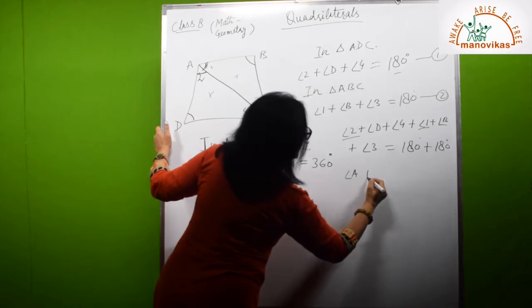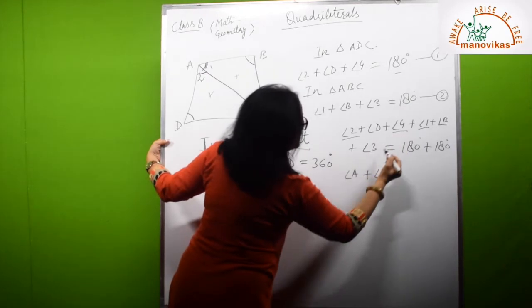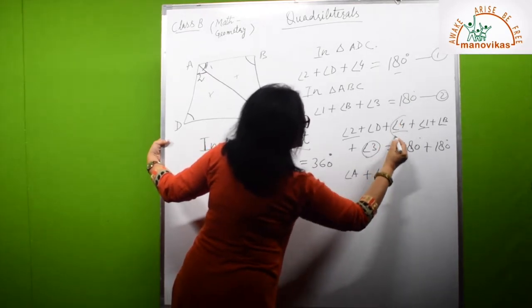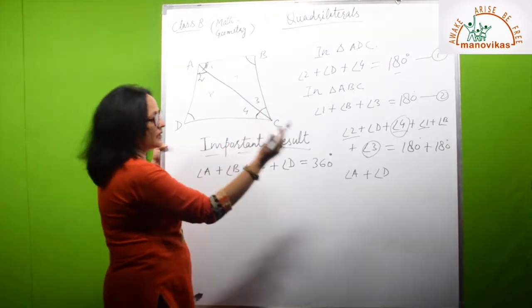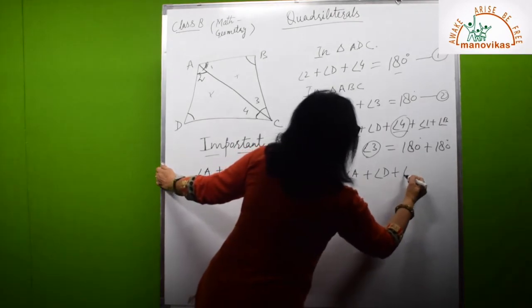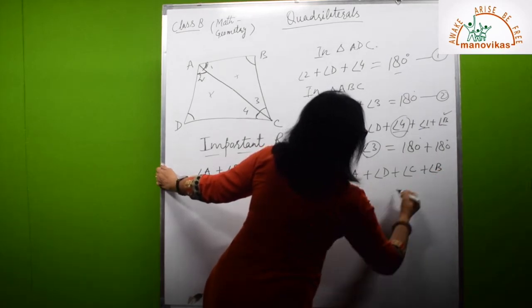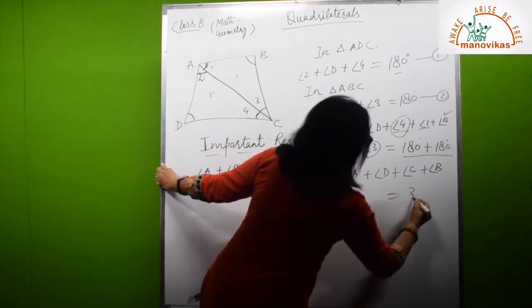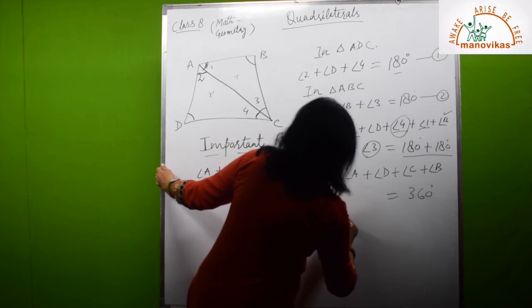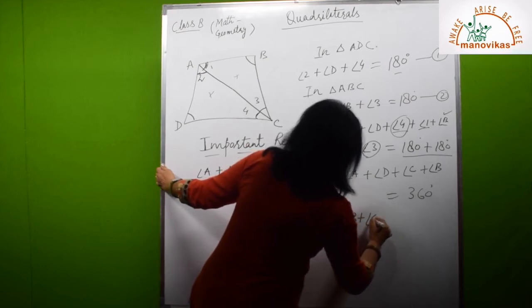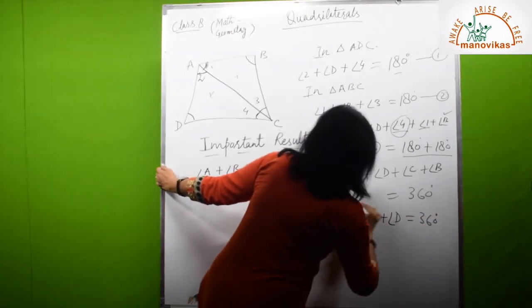Now angle D, you will write as it is. Now angle 4 plus angle 3. If we take these two angles, the sum of these two angles is equal to angle C. So in place of these two angles, you can write angle C. Angle B as it is. And when we add 180 plus 180, we get 360 degrees. That means the result comes: angle A plus angle B plus angle C plus angle D is equal to 360 degrees. It is proved here.